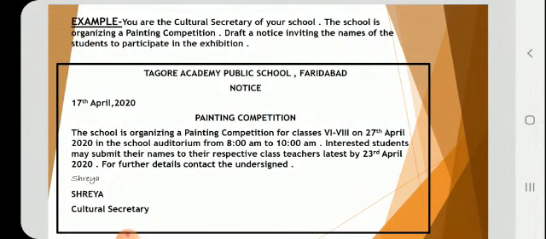And the content is followed by the signature, then the name of the person, and cultural secretary is the designation of the person. So this brings us to the end of the notice. Hope you have got it and everything is clear.